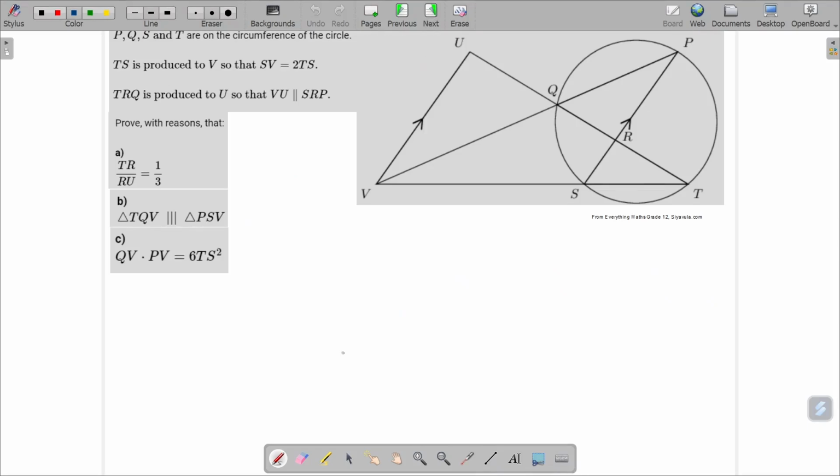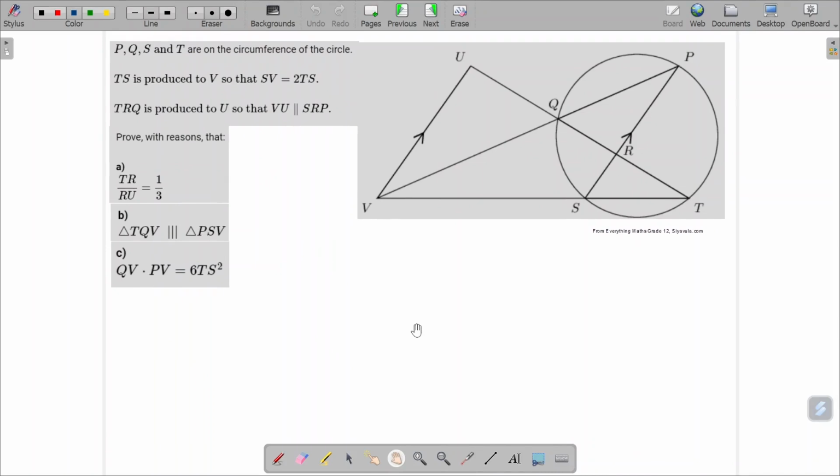So here is a fairly friendly example. It's not too complicated, but it does come from the Siyavula textbook. And you're told that you've got 4 points on the circumference of a circle. I've got little alarm bells going off in my head because as soon as I hear the 4 points on the circumference of a circle, I'm thinking certain key terminology. Are you thinking it with me? Hopefully you've recognized that that means that PQST must be a cyclic quad.